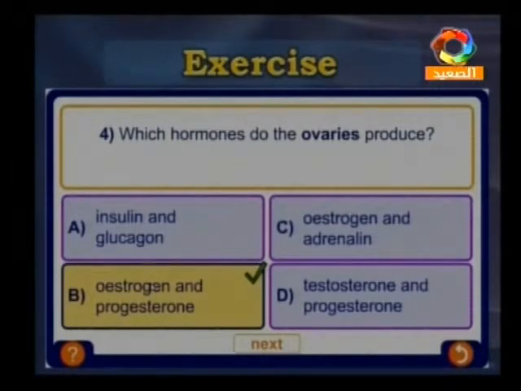So here we have estrogen and adrenaline. No, it's wrong. They are opposite to each other. So we have testosterone and progesterone. They are completely wrong. The right one is estrogen and progesterone.